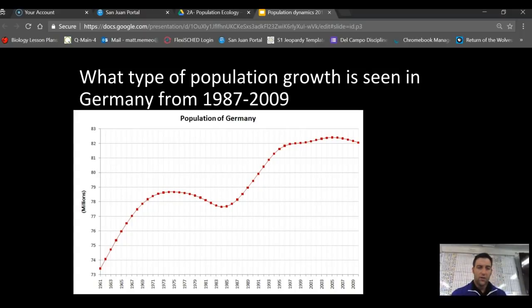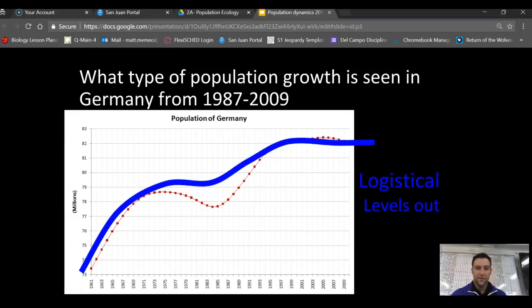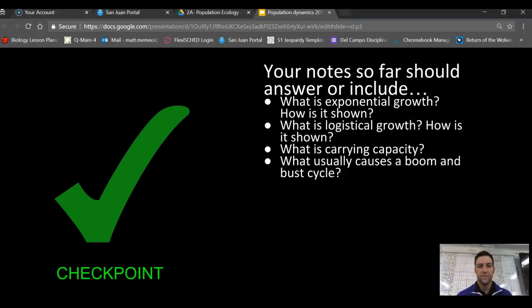Okay, so this is a population graph of Germany. If we were to look at this, which type of population growth or population trend would we use? That would be logistic. You can see where it starts to level off, and we can actually predict the carrying capacity based on this graph for Germany. It should be around 82 to 83 million people, somewhere around 82.5 million. That's going to be your carrying capacity, where it starts to stabilize.